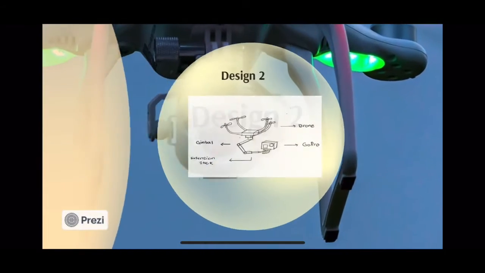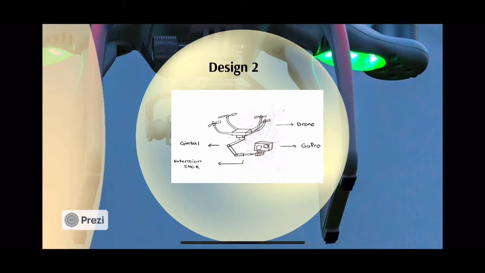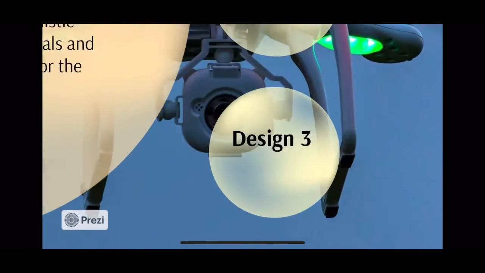Next is design 2. We have added a gimbal and an extension stick to improve our GoPro holder. The function of the gimbal is pivoting support that allows you to rotate an object along a single axis. There are three axes identified by us, which are pitch, yaw, and roll. The function of the extension stick is to increase the length of the stick. The extension stick will make the GoPro increase in width, scope, area, and range.